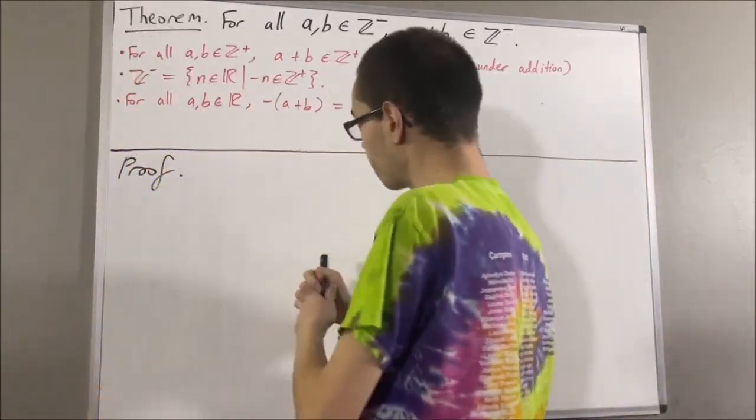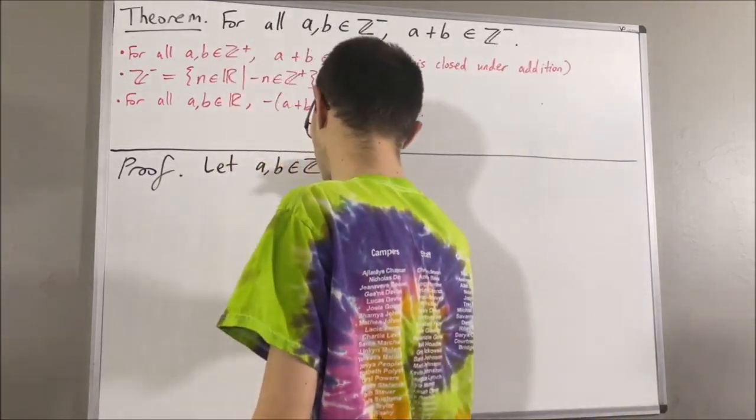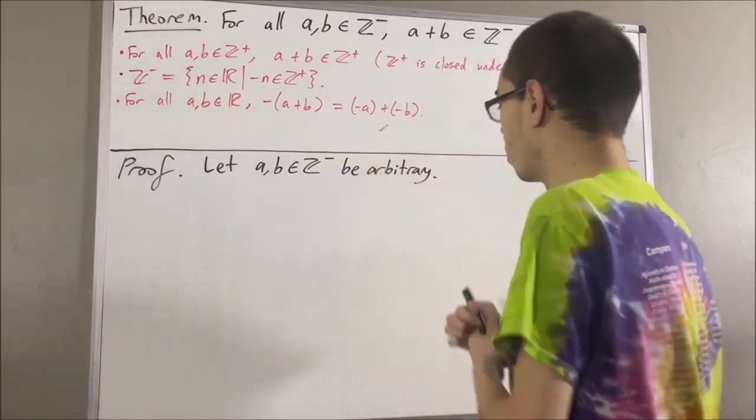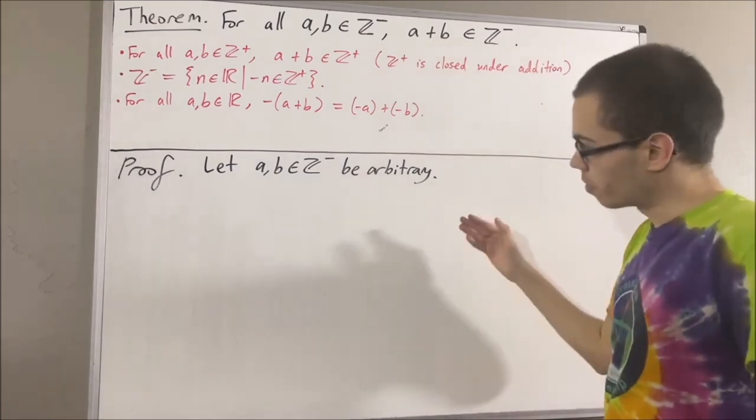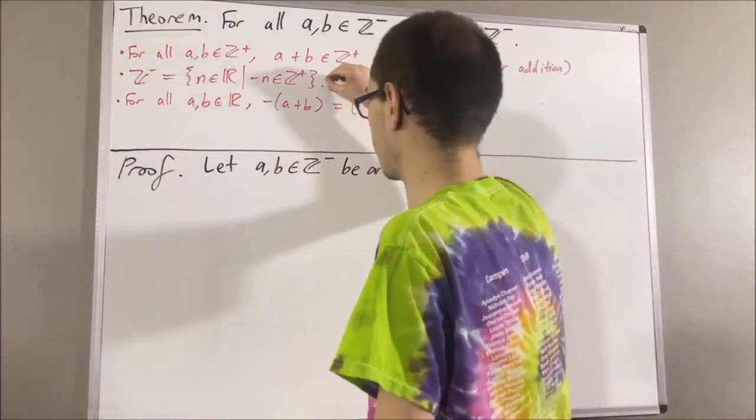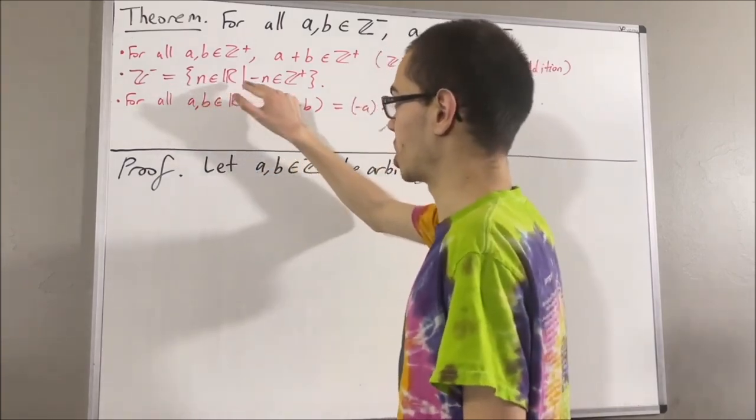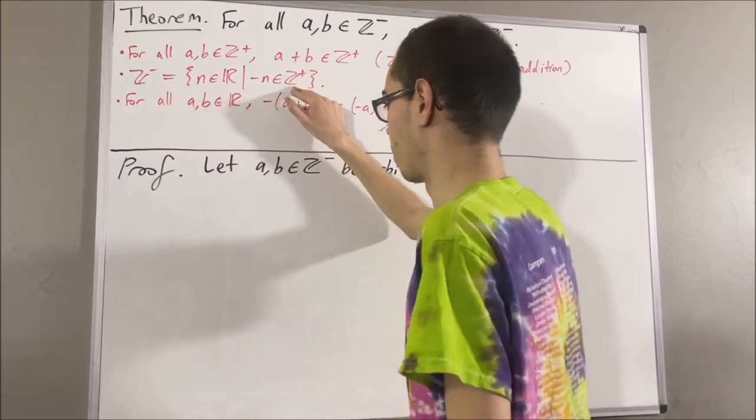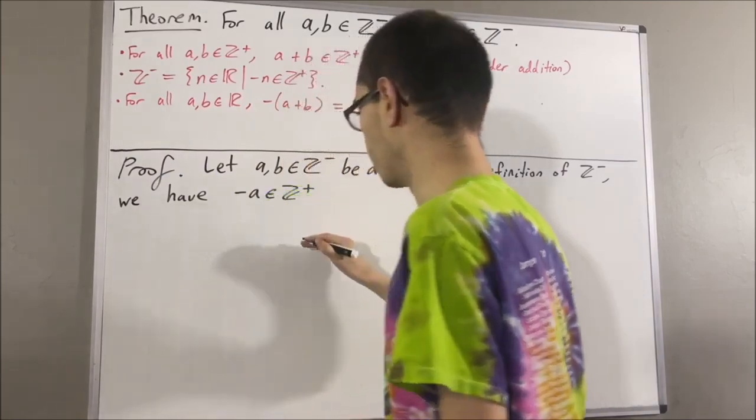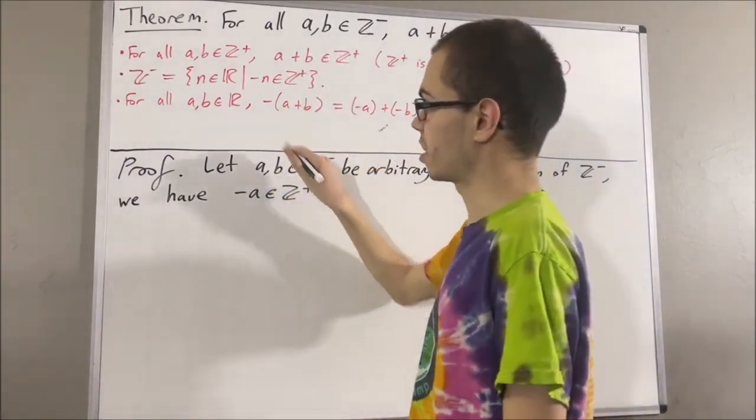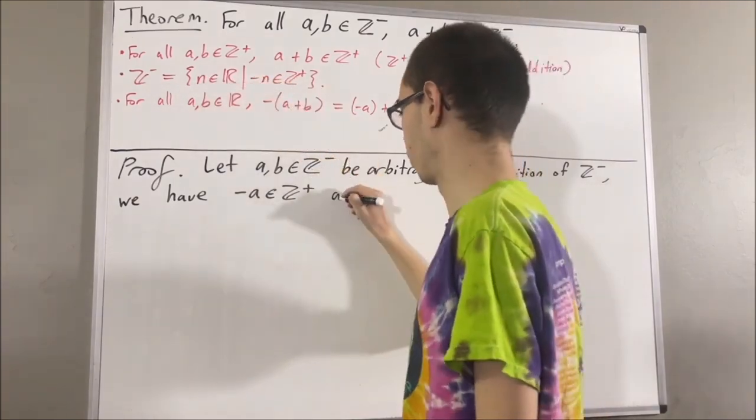To start the proof, let's first give ourselves two arbitrary negative integers, a and b. From here, the whole goal is to show that a plus b is a negative integer. Now, by definition of the negative integers, since a is a negative integer, that tells us a is a real number such that the negative of a is a positive integer. And also, since b is a negative integer, that tells us b is a real number such that the negative of b is a positive integer.